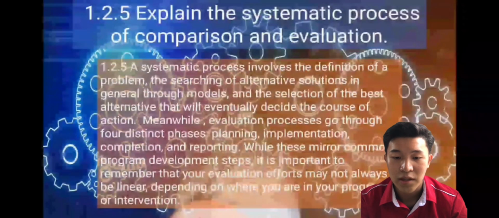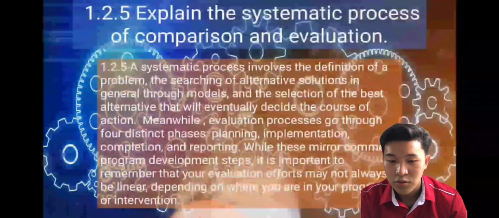Lastly, I will explain the systematic process of comparison and evaluation in designing process. A systematic process involves the definition of a problem, the searching of alternative solutions in general through model. A strong example of a systematic process is the scientific method, the synthesis used in laboratories as well as in external setting.